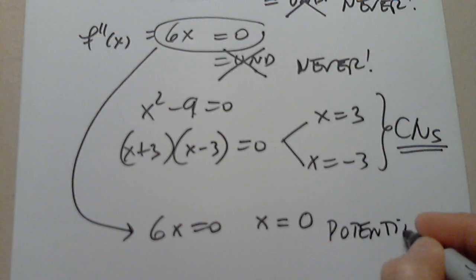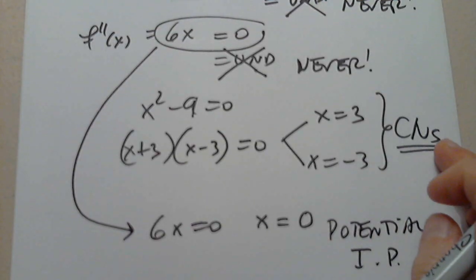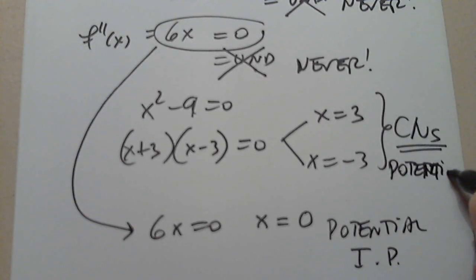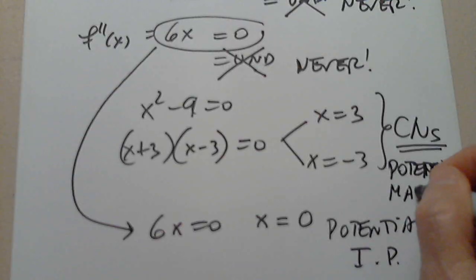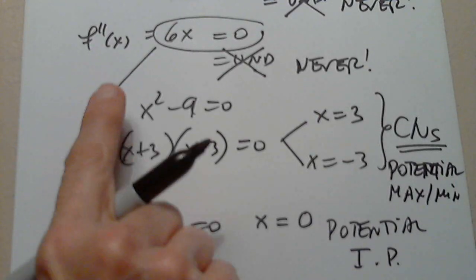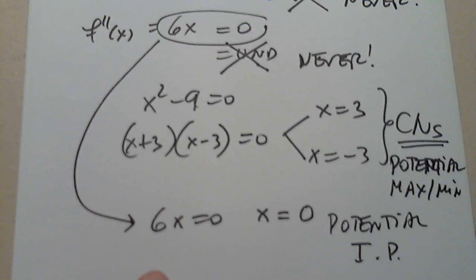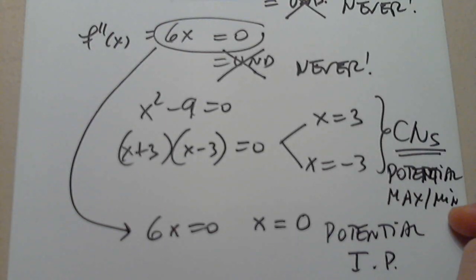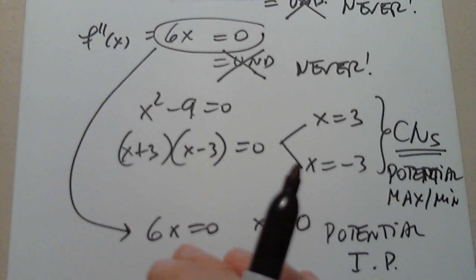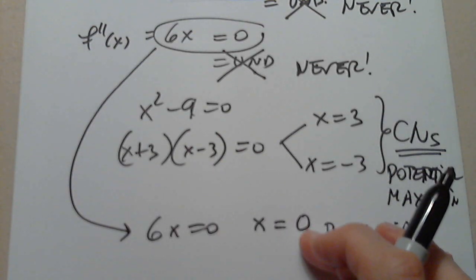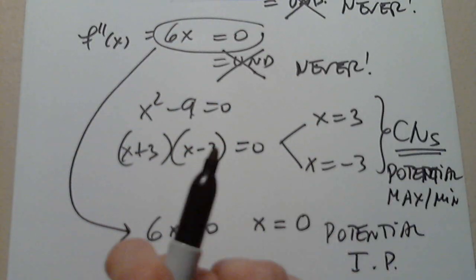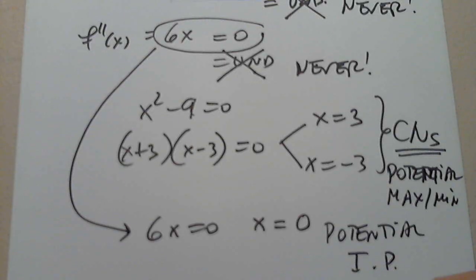Potential IP. Critical numbers, potential max or min. We don't know. Why? We haven't studied the sign of the first derivative. We haven't studied the sign of the second derivative either. So, from the first derivative, I get critical numbers, which may turn into a max or min. From the second derivative, I get so-called critical numbers, if you want, for the first derivative. So I get a solution, potential IP.